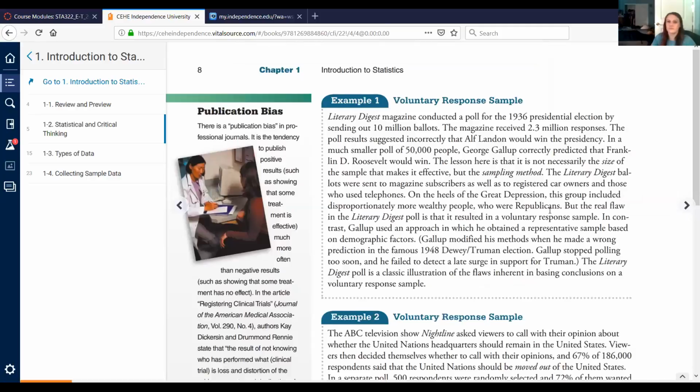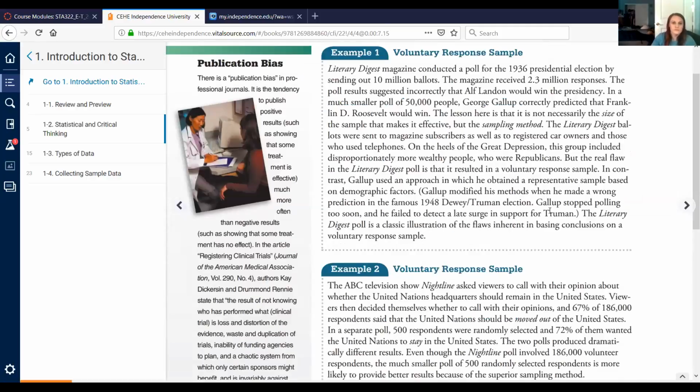So here's a good example of a mistake that was made in the 1936 and 48 presidential elections. Literary Digest conducted a poll. They sent out 10 million ballots, and they actually received 2.3 million responses. The end result of that poll was that Alf Landon was going to beat Franklin Roosevelt for the presidency. Well, we know that didn't happen.